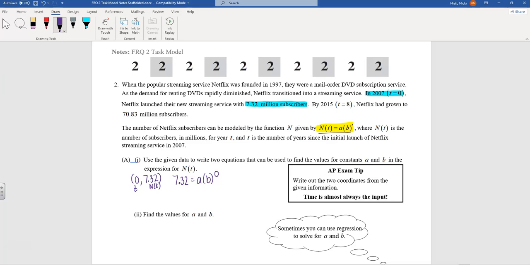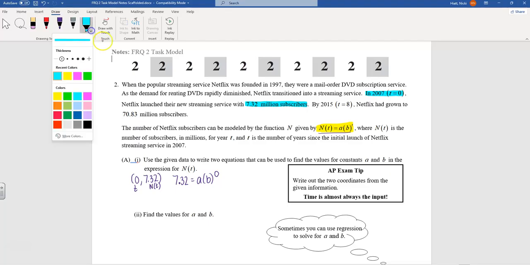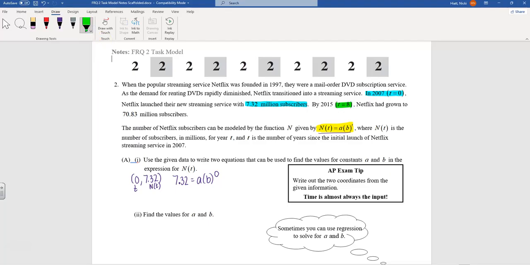All right, so that's our first one. We're just going to do the same thing with our other point. So our other point is at t equals 8. We have 70.83 million subscribers. So that is the point 8, 70.83. Okay, and same thing. N of t gets replaced with our y coordinate, our N of t coordinate right here, which is 70.83. We leave the A, we leave the B, we're not replacing those, and then our t gets replaced with an 8.